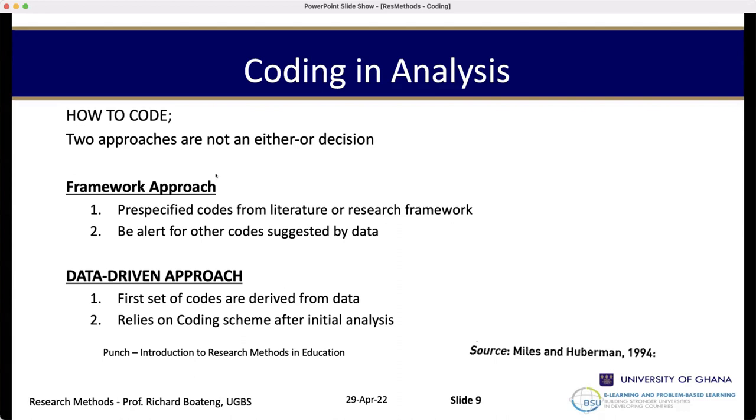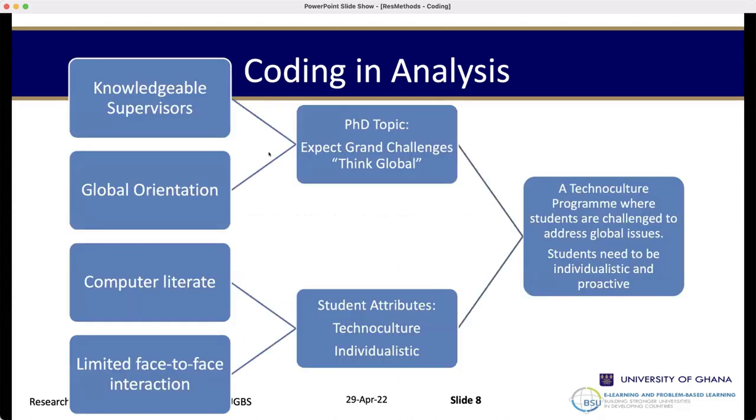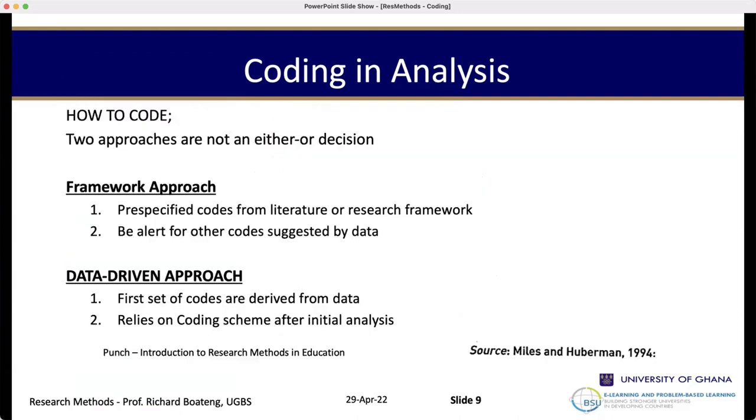So from the supervisor approach, we were able to establish that you end up thinking of grand challenges. But when we come to the second one, what type of PhD student are they interested in? There's no framework for the type of PhD student a university is interested in. So you have to understand the attributes of the program, and the way supervision and teaching are done. They can use that to guide you in selecting the student. So this one is actually coming from the data. So it is a data-driven approach, where the first set of codes are derived from the data. And as you go on, combine the data together, you can then generate other codes.